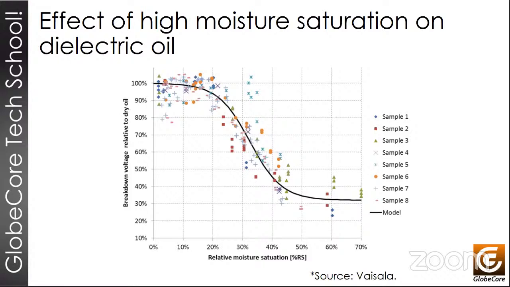Okay, so moisture saturation affects many parameters of the oil, such as power factor, interfacial tension, and the breakdown voltage, but it's especially important for the breakdown voltage. We can see some big changes here in this curve, and it was developed by the company Vaisala. They used online measuring equipment that allows them to know and record specific changes that occur in oil.